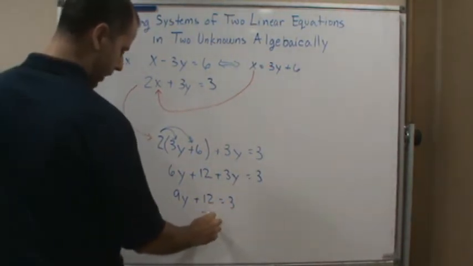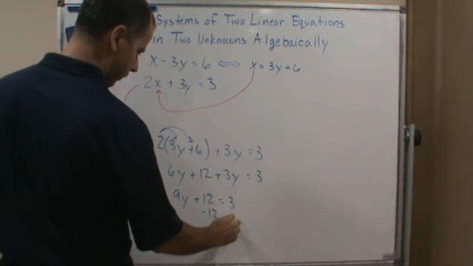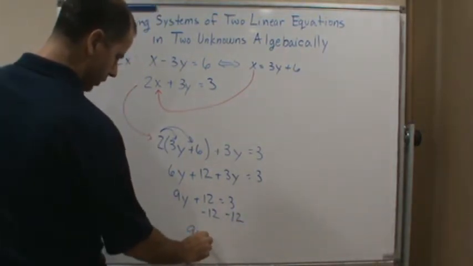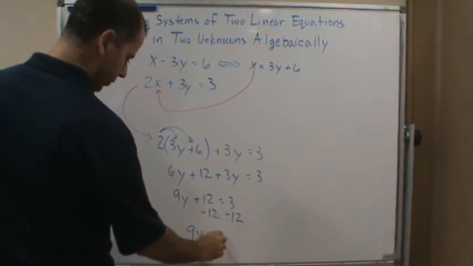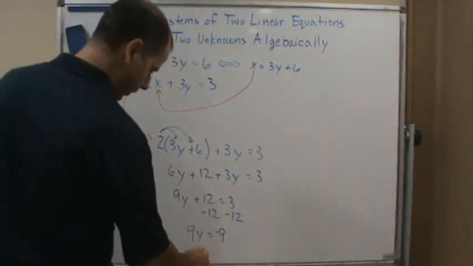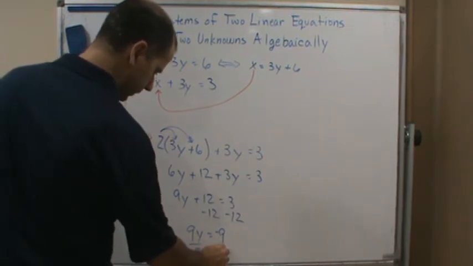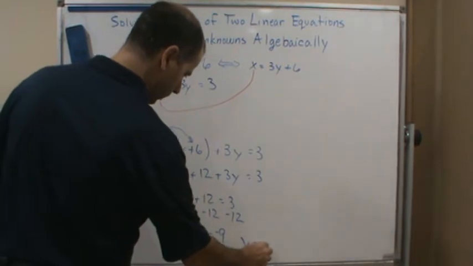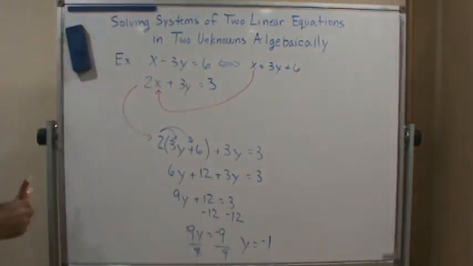And so I'm going to now subtract 12 from both sides. And that gives me 9y equals negative 9. And so then, when I divide both sides by 9, I get y equals negative 1. And so now I've found the value of one of my unknowns.